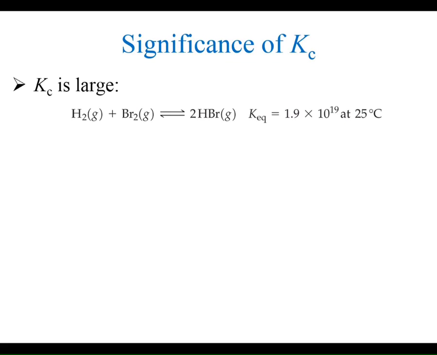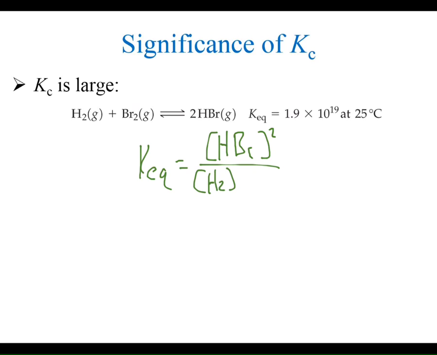Awesome. Like I said, K is the ratio of products to reactants. So let's think about, okay, what's the significance of that number? If it's really big or really small, what does that tell you about that reaction? So let's look at this reaction. Hydrogen and bromine go to make hydrogen bromide. So if I were going to write the K expression, I would write concentration of HBr squared over concentration of hydrogen times bromine.